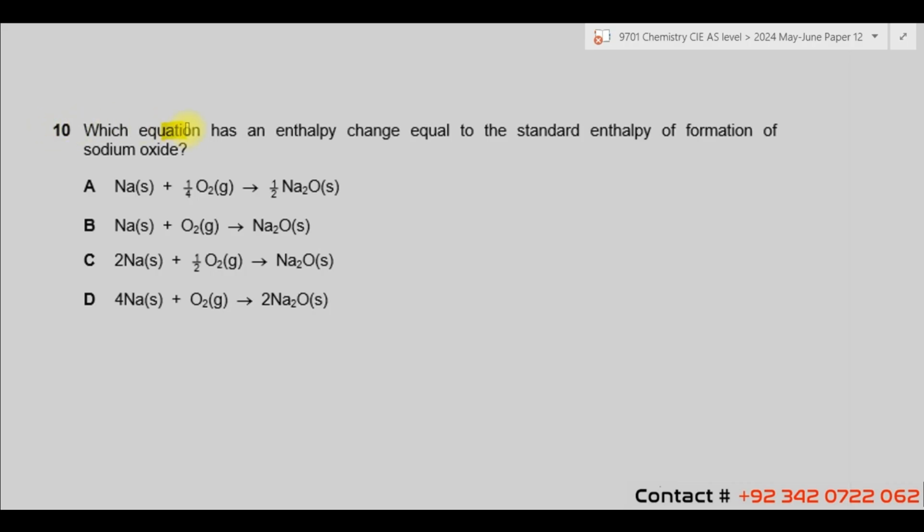Question 10. Which equation has an enthalpy change equal to the standard enthalpy change of formation of sodium oxide? Now, standard enthalpy change of formation means when 1 mole of sodium oxide, which is Na2O, is formed from elements in their standard states. Okay, so let's see which one is 1 mole. This is half moles, wrong. 1 mole, correct. 1 mole, correct. 2 moles, wrong. So we have two options, B and C.